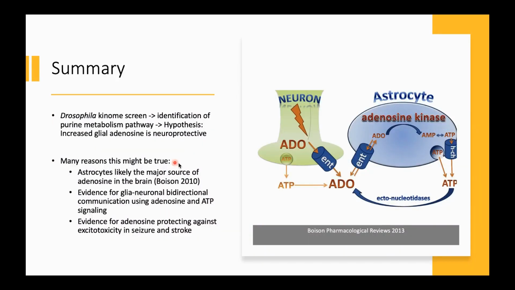There are many reasons to think that glial adenosine might be protective. Astrocytes are the major source of adenosine in the brain. There's quite a lot of evidence for signaling between neurons and astrocytes using adenosine and ATP. And also there's a lot of evidence from the stroke and seizure literature that adenosine can protect against excitotoxicity. So that may be what's going on here, but it's still early days for this project.